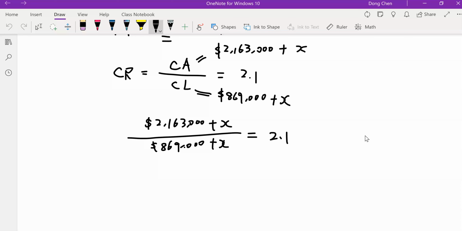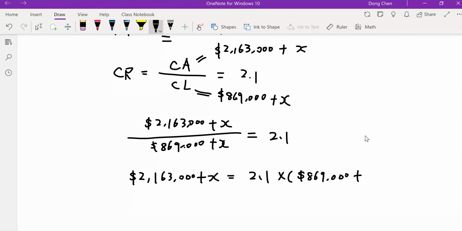So how can we solve for this X? The denominator here has X, so why don't we multiply both sides by the denominator? When we do that, the left-hand side becomes just the numerator, right? So the left-hand side becomes 2,163,000 plus X, and it equals, now the right-hand side needs to be multiplied by this denominator, 869,000 plus X.